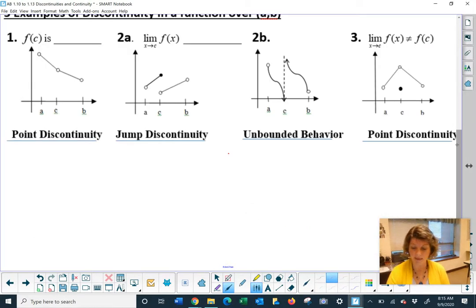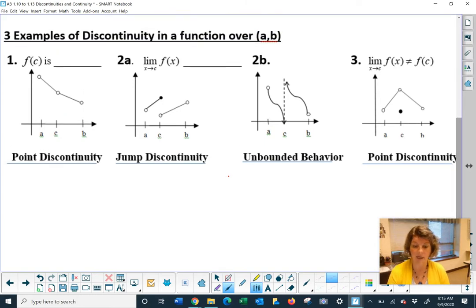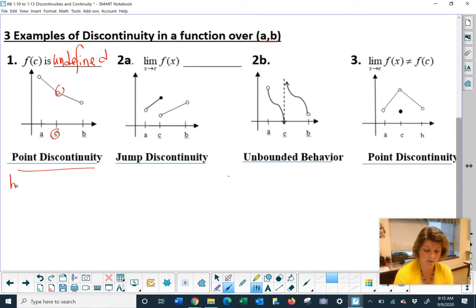All right, 3 examples of discontinuity on this open interval a to b. f of c is, well, there's c and I have a hole. Looks like f of c is undefined to me. And we call that point discontinuity. You also sometimes might hear it referred to as a hole or hole discontinuity. They mean the same thing.